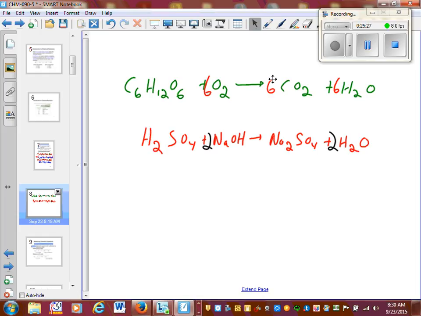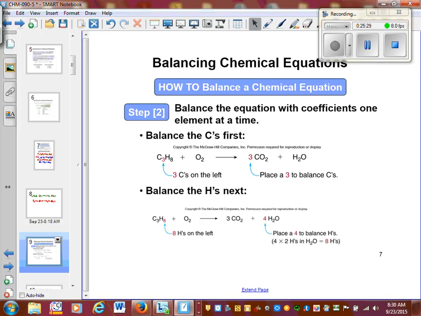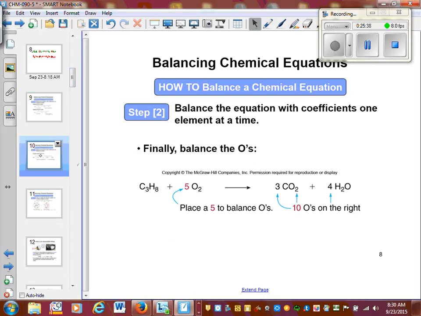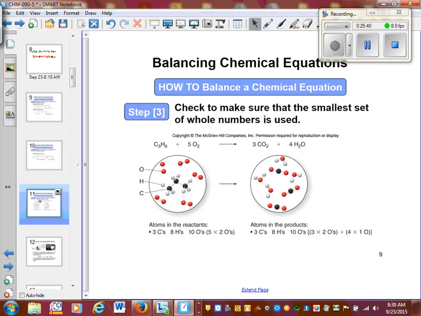That just goes through what we did for propane. Oxygens, okay. You want to always check at the end that you have the smallest set of whole numbers. So if you can reduce the equation, reduce it. Just the coefficients. So if you came up with 2, 10, 6, and 8, you'd have to reduce it to 1, 5, 3, and 4.